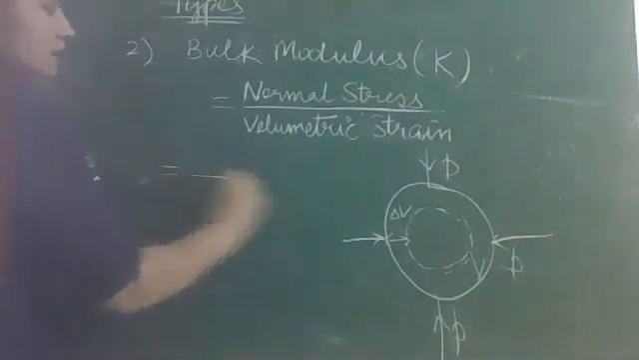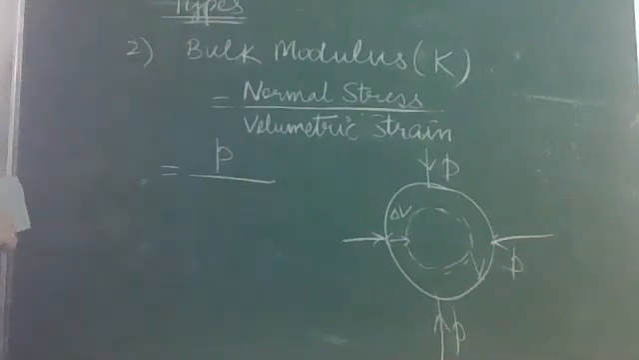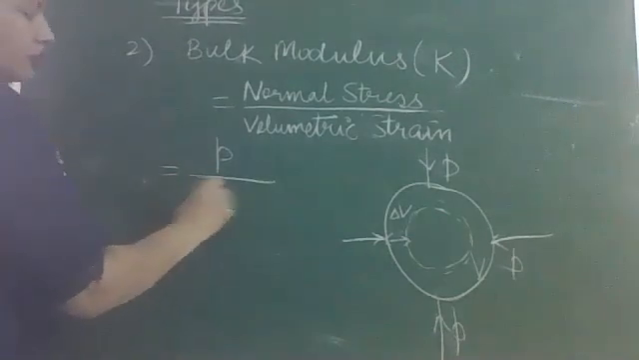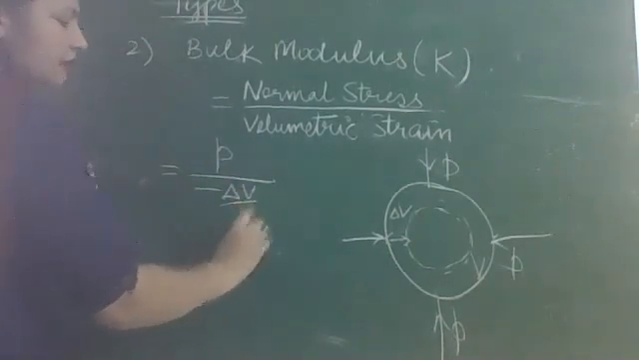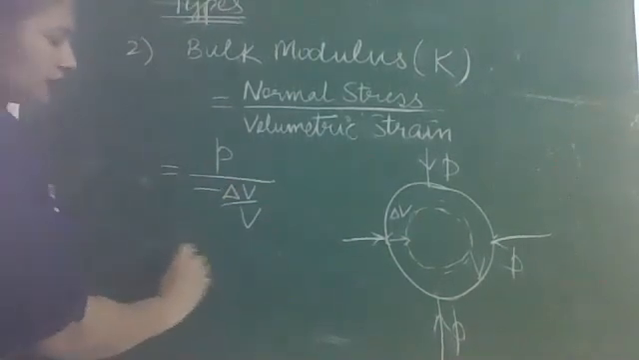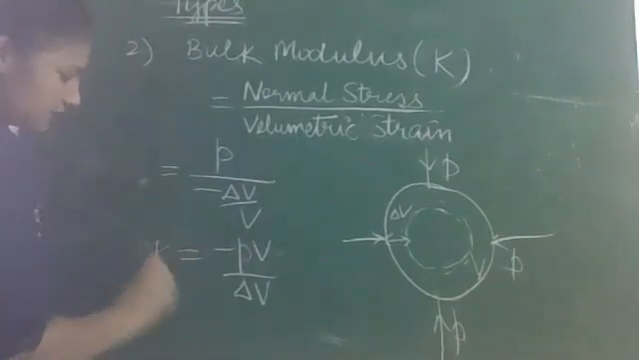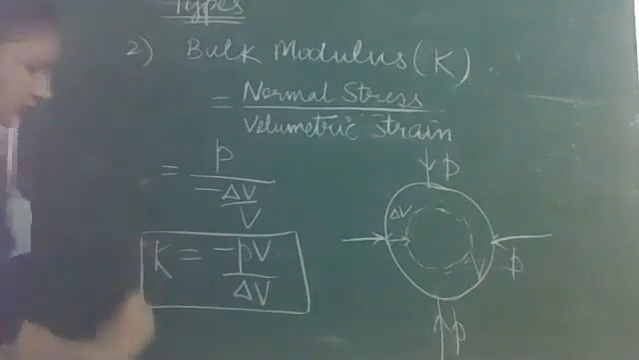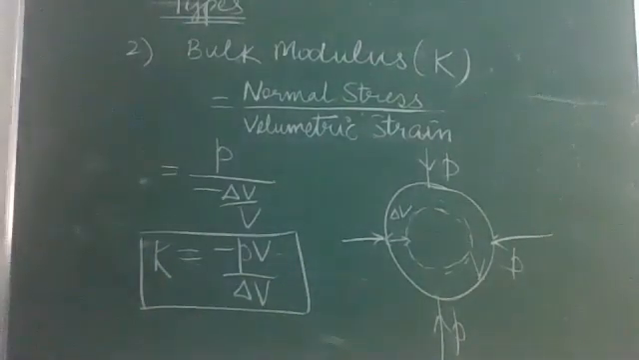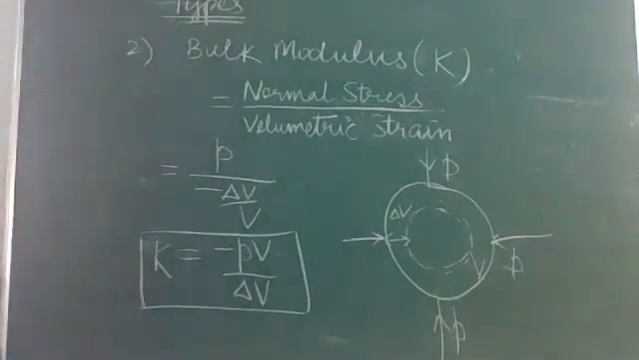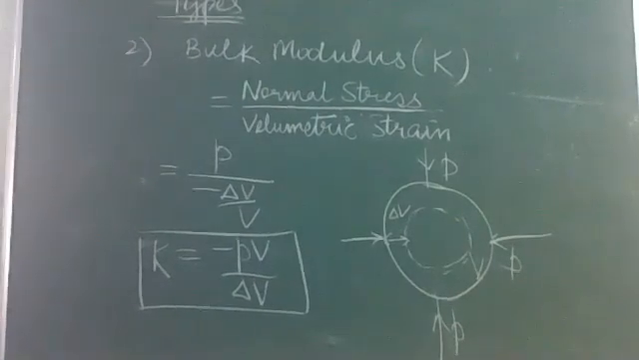In this case, the normal stress is that pressure acting normally on all the sides. Directly we can write small p. And volumetric strain is minus delta V by V. So it becomes minus PV upon delta V. So this is bulk modulus. Look at it carefully. Any doubts you can tell me.